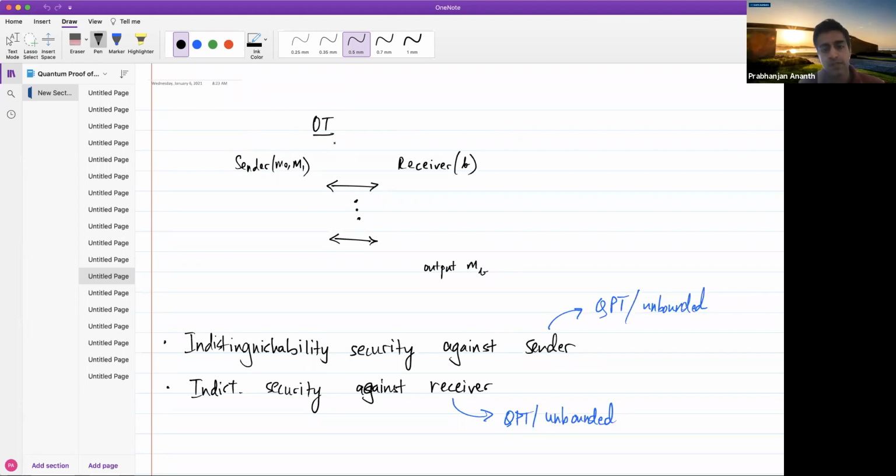So in an oblivious transfer protocol, we have a sender and a receiver. The sender has 2 input bits, M0 and M1. You can also think of M0 and M1 as strings, but for our setting, we only consider M0 and M1 to be bits. And the receiver gets as input a choice bit. The sender and receiver can interact with each other over many rounds. And in the end, the receiver is supposed to output M_B.